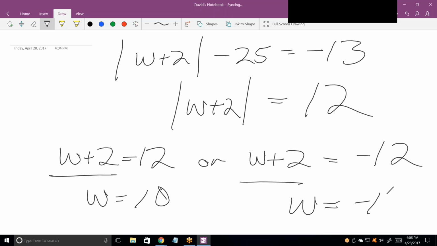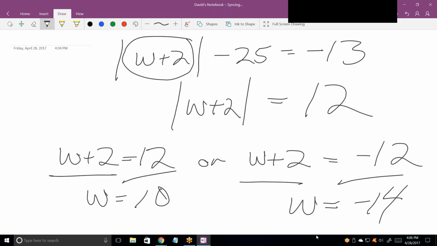And now let's check both of them. 10, the absolute value of 12 is 12. Minus 25, that's minus 13, so that works. Minus 14 plus 2, that's minus 12, the absolute value of which is 12. Minus 25 equals minus 13, that one works.